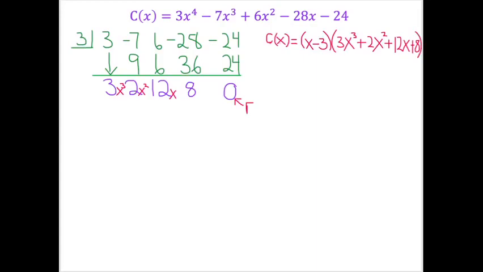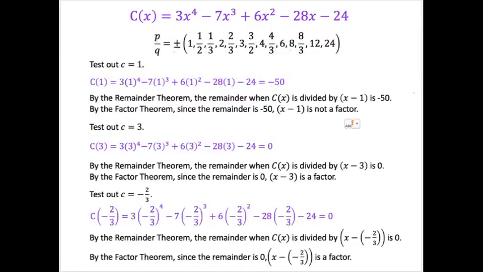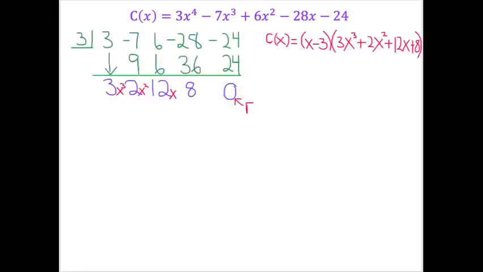But we're not done. We want to reduce this all the way. Well, we found over here that c equals -2/3 is also a 0. So what we can do is continue our synthetic division. So all we have to do is just write this in here, and we're going to divide by -2/3. That's the 0.